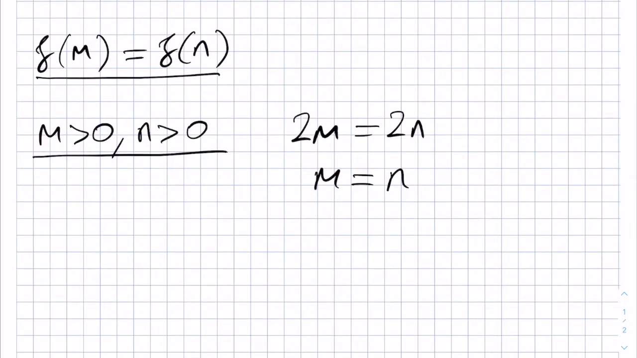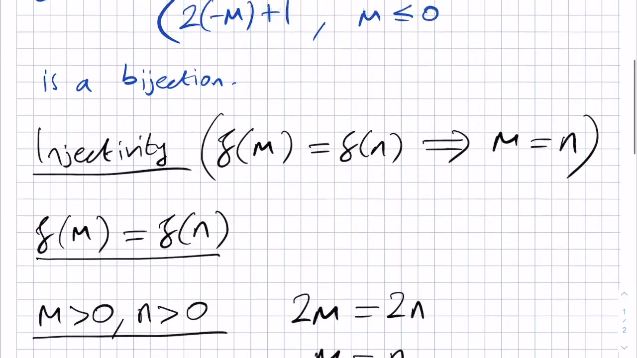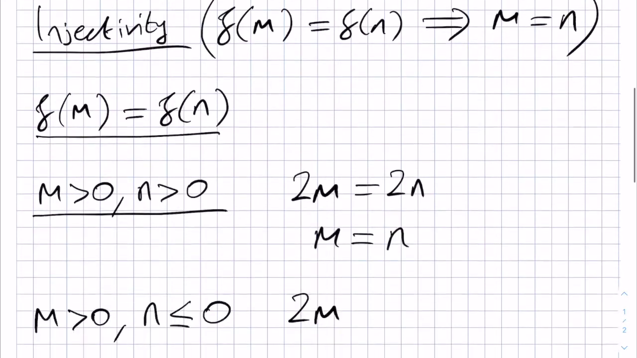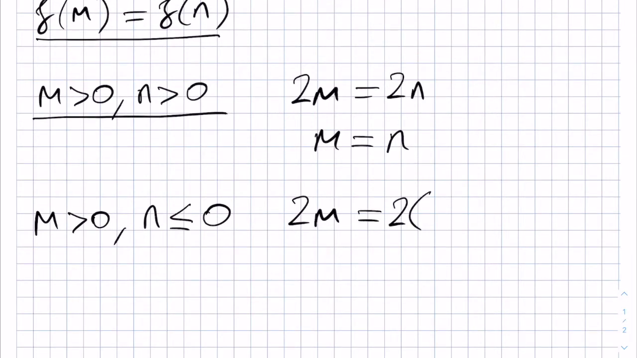So the next case we could take might be m greater than 0, but instead n being less than or equal to 0. The left-hand side of our condition is still 2m, because m has not changed from being greater than 0. However, n is now less than or equal to 0, and so we're now on this part of our function definition. And so this gives us 2 lots of minus n plus 1 for our f of n. However, this is in fact a contradiction.